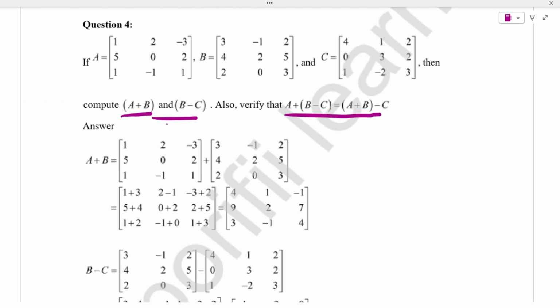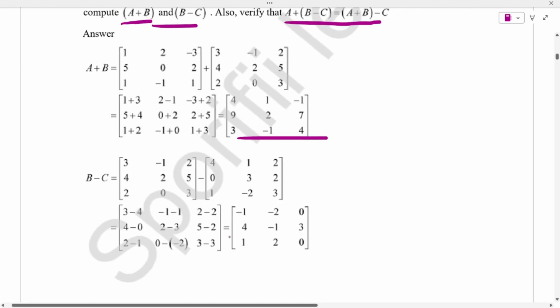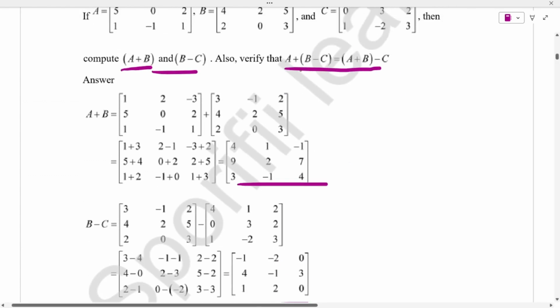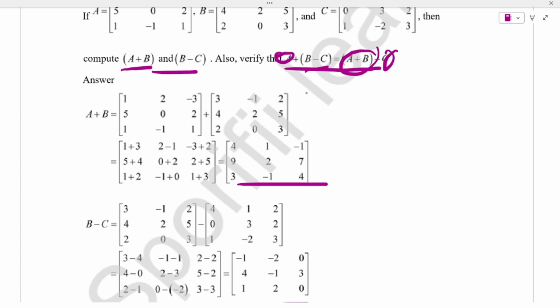To find this, you follow the same formula as before, for 2 cross 2 or 3 cross 3. Everything follows the same principle. Now you just need to find out A plus B and B minus C. If you find those two matrices, now you have to substitute in this. B minus C we have found out, A plus B we have found out. This is nothing but associativity, only the brackets are being changed. Now you can substitute here and add with A, and here substitute this and subtract with C. Both answers will be equal.